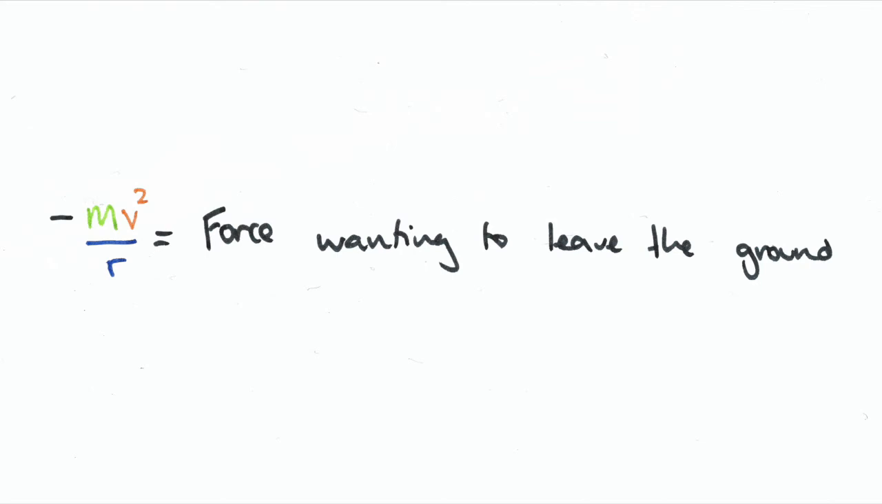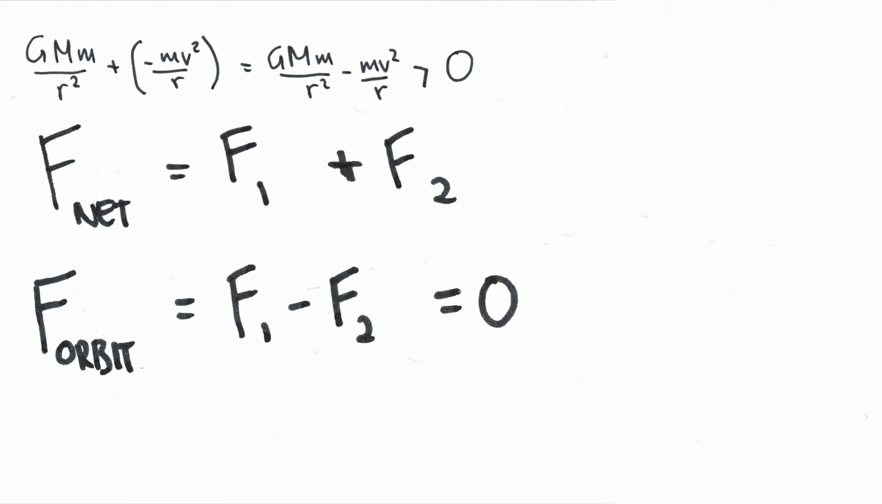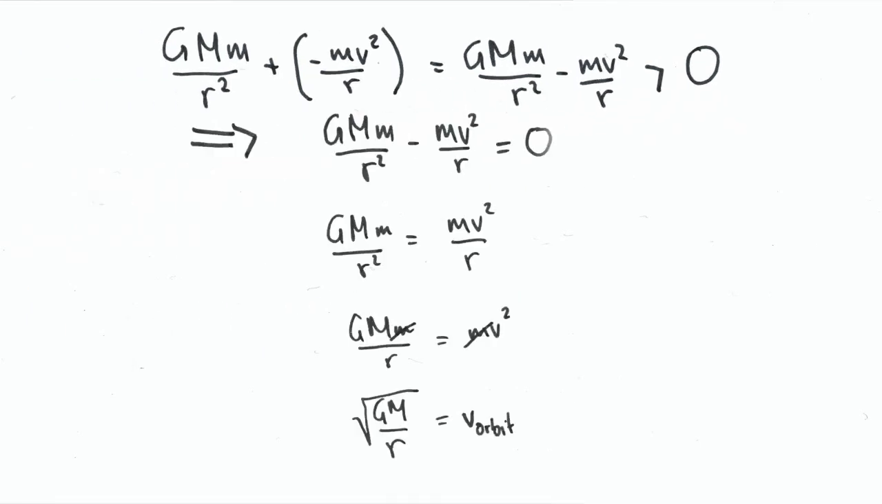This means that the net force for an object being thrown is greater than 0, because if we write this down mathematically, gravitational force minus centripetal force is greater than 0. This is because the gravitational force is greater than the centripetal force. For an object to be in orbit, the net force on the object has to be equal to 0, or gravitational force minus centripetal force is equal to 0. Solving for v, we find the velocity required to orbit a body.